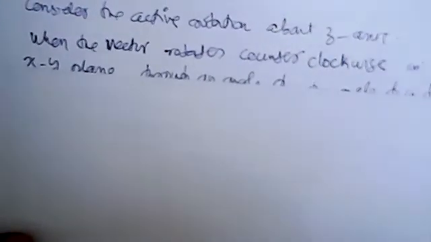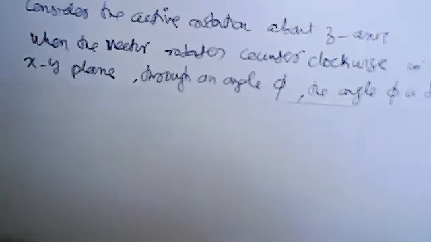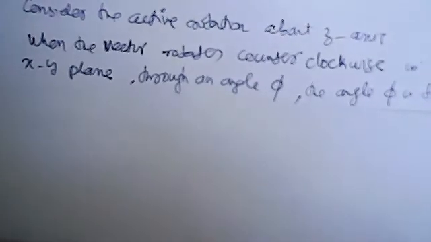Now let the rotation be about the Z axis. Normally we consider z axis rotation for all normal purposes. So consider the active rotation about the z axis. How can we visualize this rotation? The vector rotates. Consider the vector is in the xy plane, along the z axis. The vector is rotating in the xy plane.